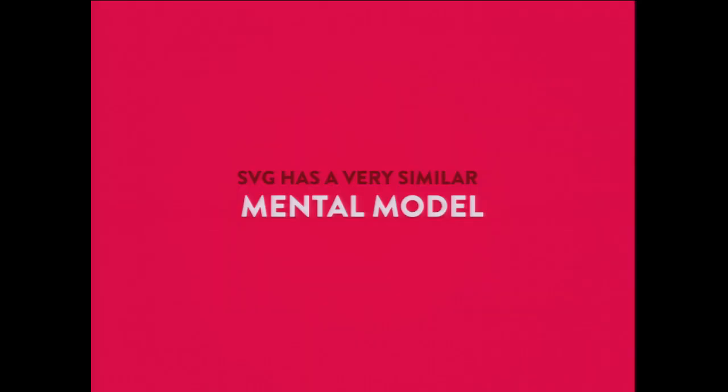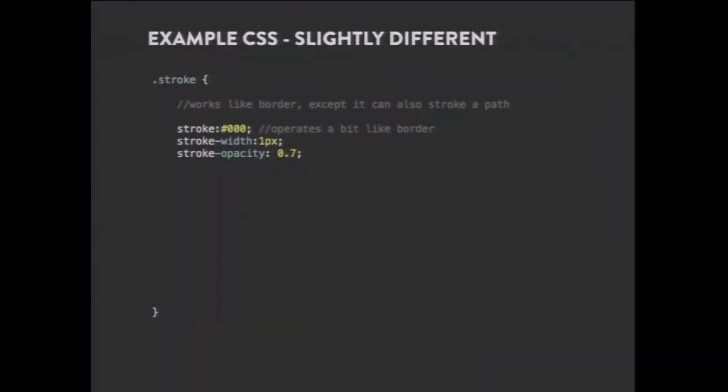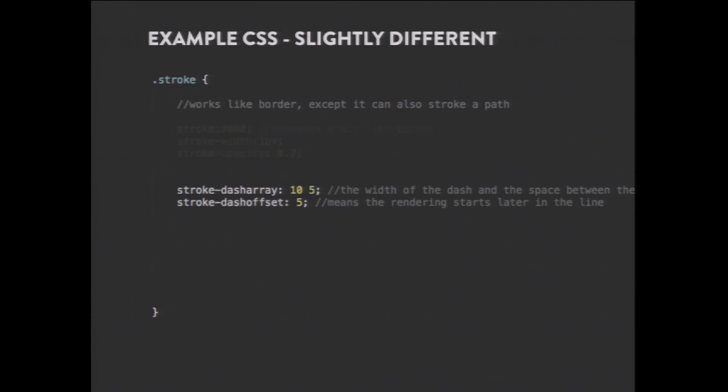One of the great things about SVG is that it has a very similar mental model to how you would do things today. The CSS, the styles that I would apply to SVG, are very similar to the styles that I'd apply to HTML. There are slight differences. I mean, instead of a border, you might have a stroke. And that stroke has a few more extra options that you can supply to the style.